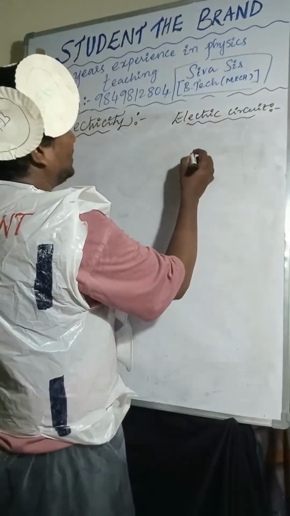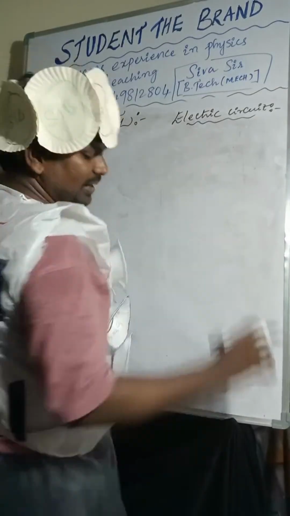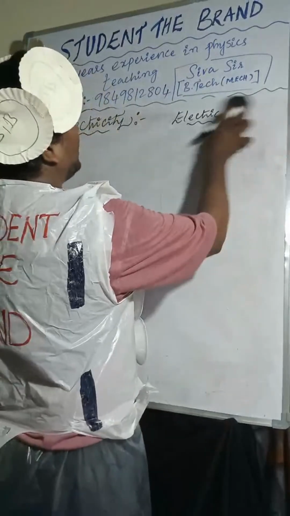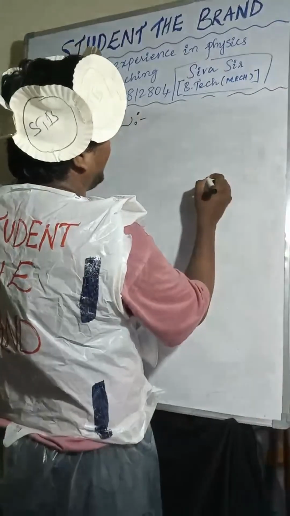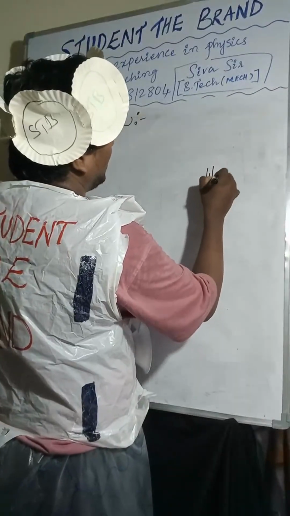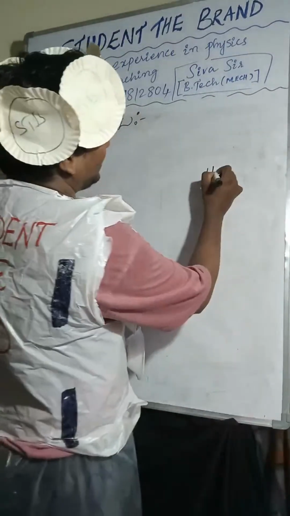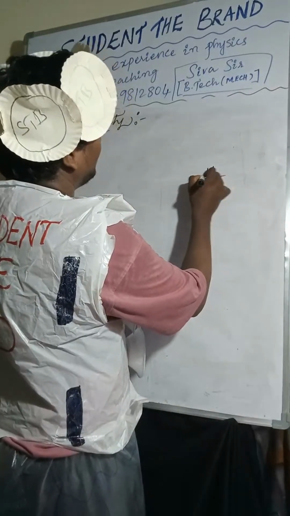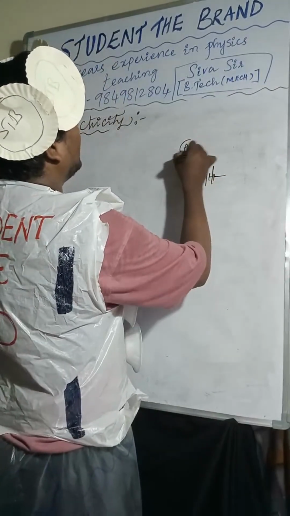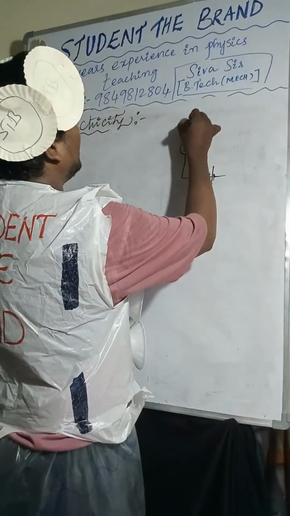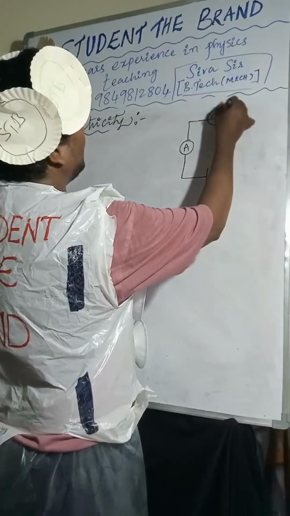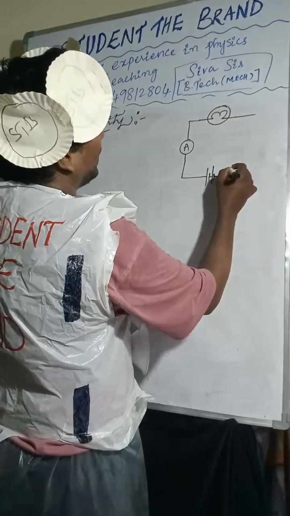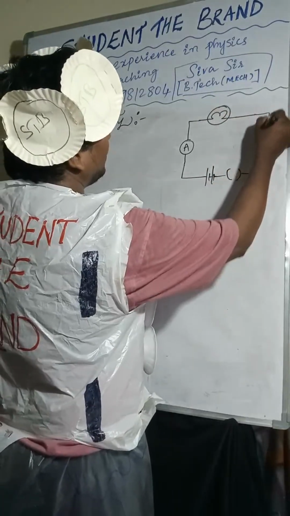So, here I am considering electric current. There are two types of electric current. If you take an electric circuit, this is the positive side, and here is a battery. From here I am taking an ammeter, and next a bulb, and I am considering a switch here.